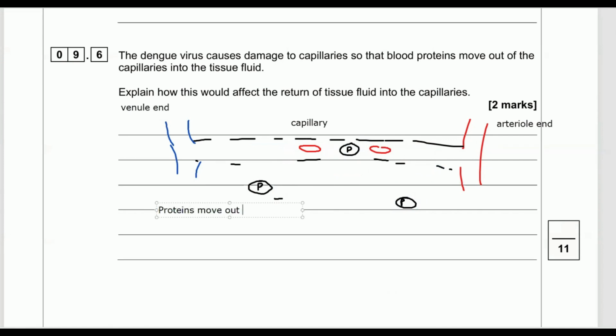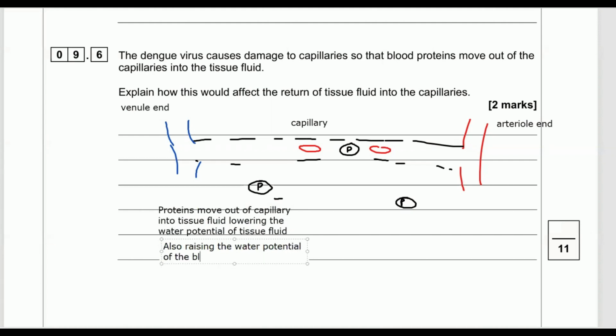Why does this stop water uptake, or how would this affect the return of water? So you've got to think about water potential here. What will proteins do to the water potential of the tissue fluid? They're going to lower the water potential of the tissue fluid, and because they've left the capillaries, the water potential in the blood is going to go up. So instead of water moving back into the capillary down a water potential gradient, it's going to go the opposite. We already lost water at the arterial end, but even at the venous end, even more water is going to leave the blood and enter the tissue fluid.